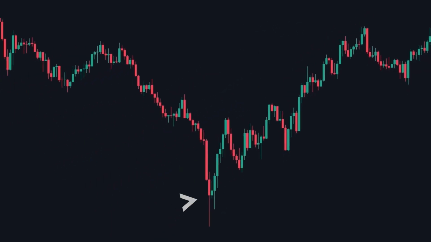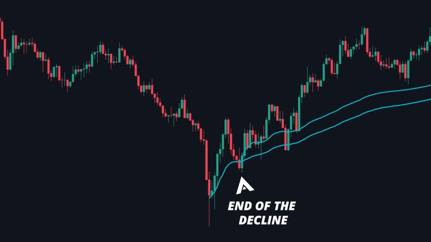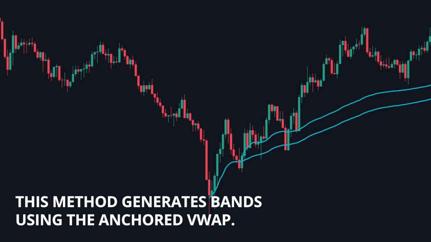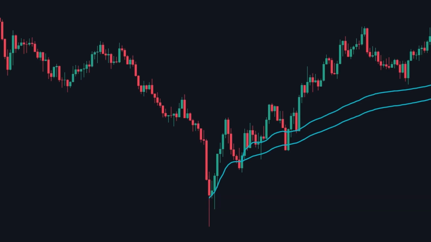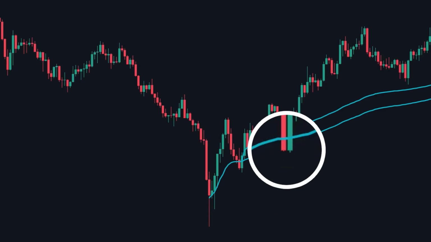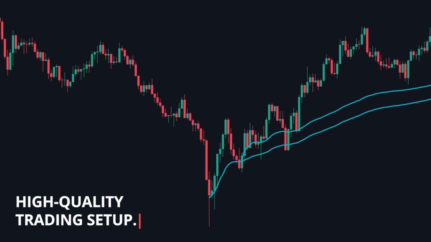We chose this candle as the starting point for the upswing and plotted the anchored VWAP from there. Next, identify the trend's first downtrend and draw another anchored VWAP starting from the end of that decline. This method generates bands using the anchored VWAP. During the downtrend, when the price hits these VWAP zones, we expect finding support and then moving upward. Adding an inside bar to this position improves the confluence, resulting in a high-quality trading setup.